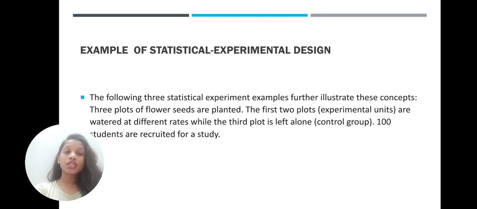That is, the following three statistical experimental examples further illustrate these concepts. Three plots of flower seeds are planted. The first two plots are watered at different rates, while the third plot is left alone. 100 students are recruited for this study. So, this is the basic example that we need to solve for the statistical experimental design.